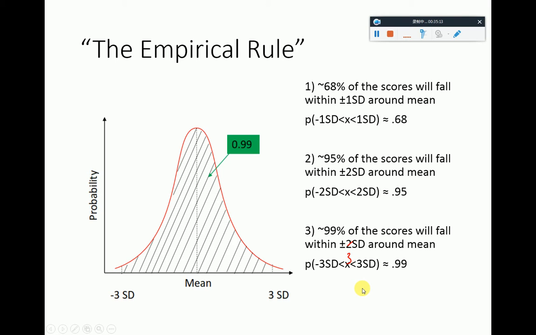Okay, so these 3 statements constitute what we call the empirical rule. But then how do we use it?